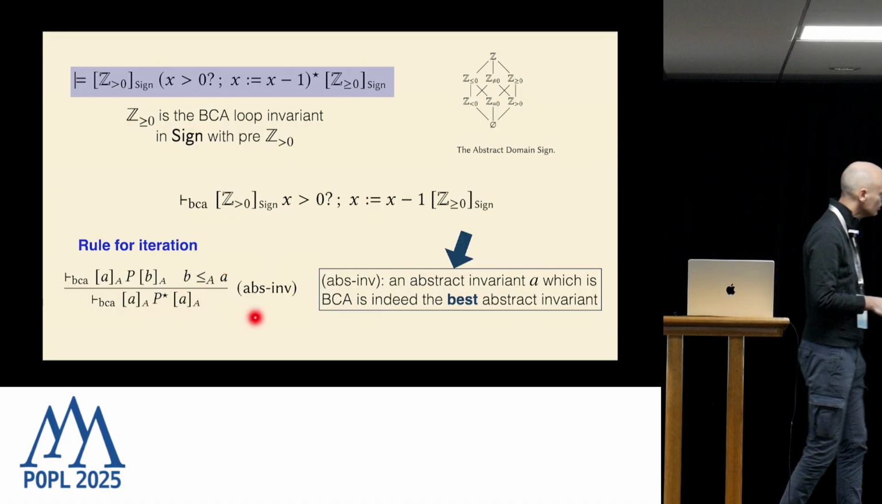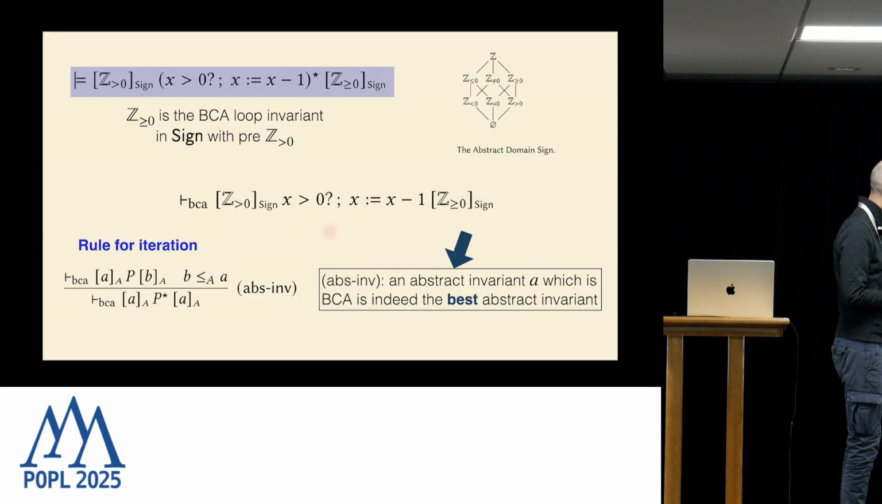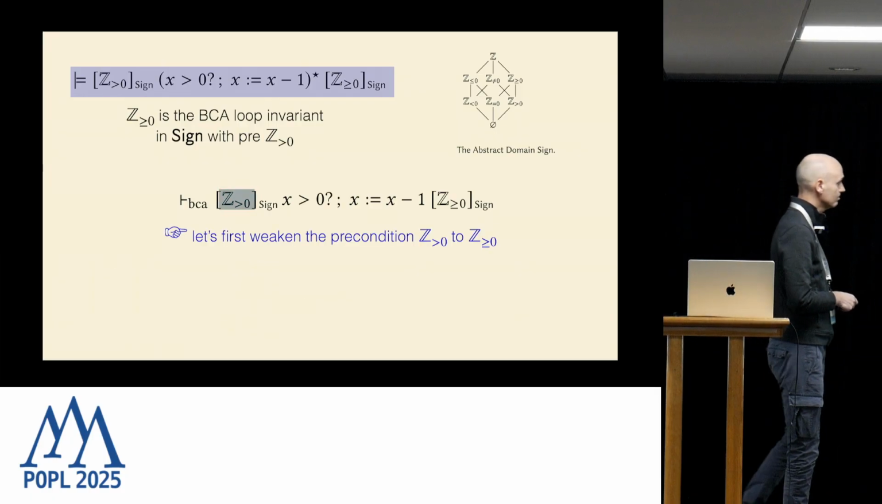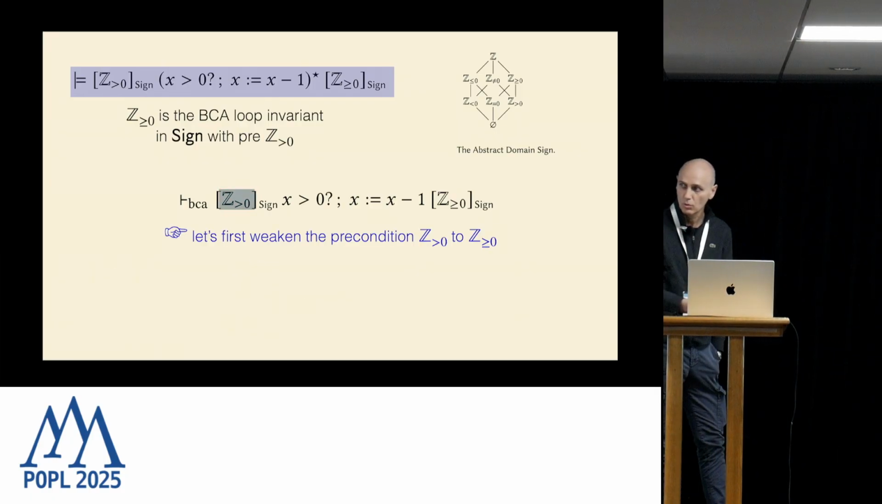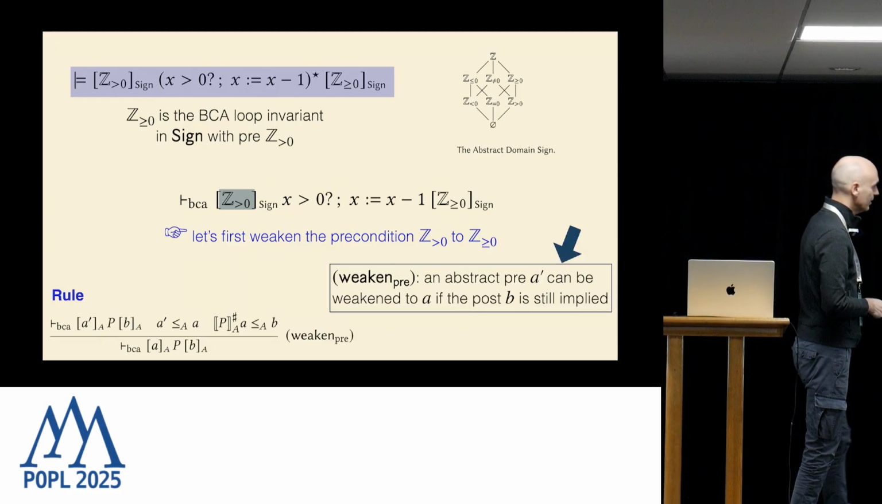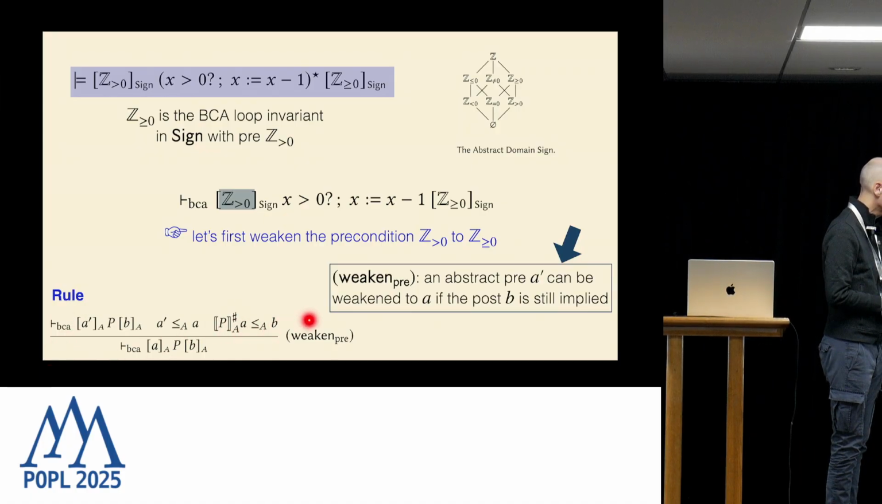Okay, so for what we have now, this cannot be done. This cannot be done because you see this Z being positive or equal to 0 does not imply being positive. So this is not an abstract invariant. So what can we do? Let's first weaken the precondition. How to weaken the precondition? So we have a weakening rule for the precondition, and this is the rule.